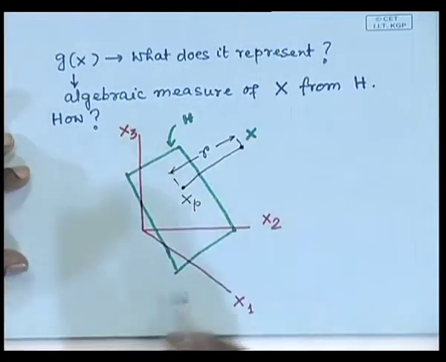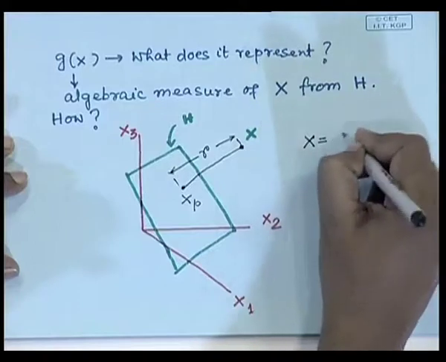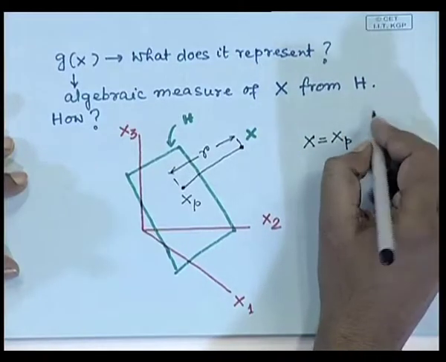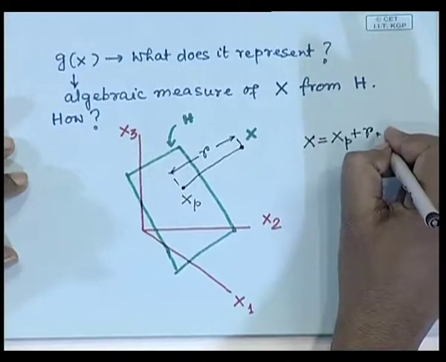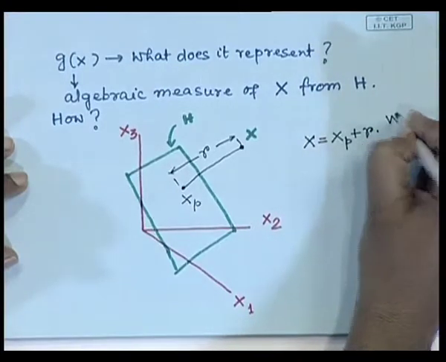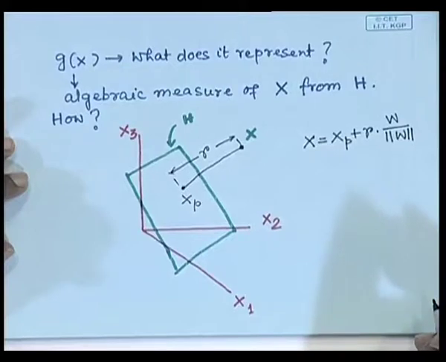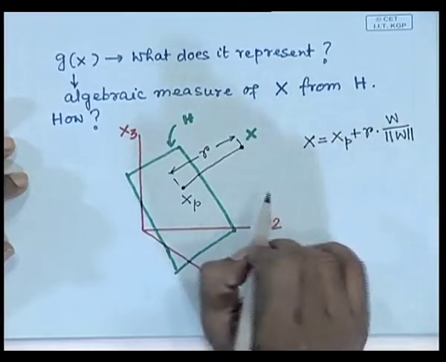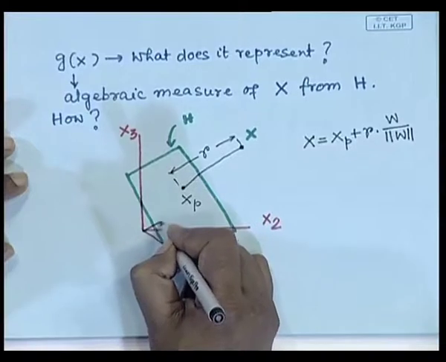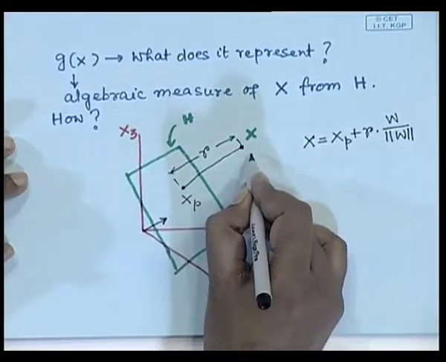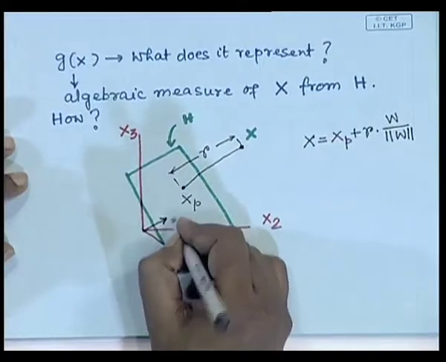Now, if it is so, in that case I can write x is equal to x p, plus r, the distance, multiplied by w upon mod of w, because we have seen earlier that the vector w is orthogonal to the hyperplane H, orthogonal to the decision surface. So, the direction of w is the same as the direction of x p to x, because this vector x p to x is orthogonal to this hyperplane, and w is also orthogonal to the hyperplane.